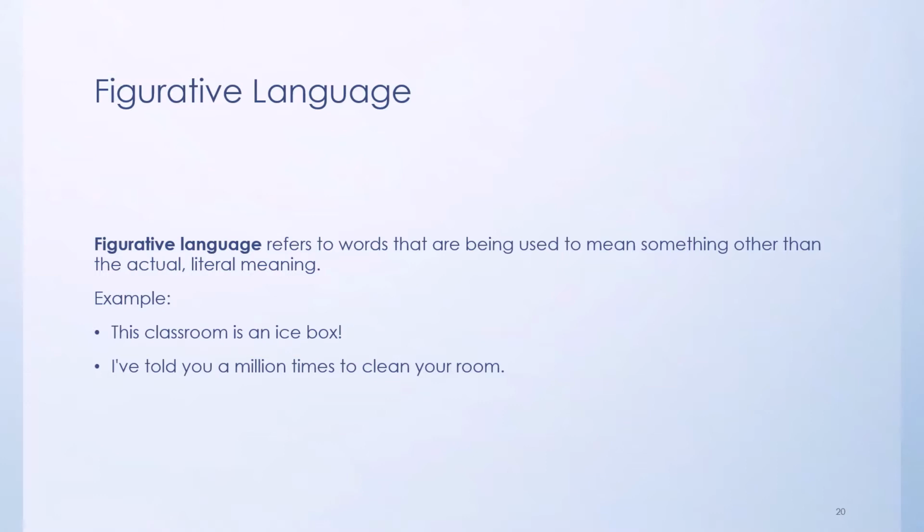When we say the classroom is an ice box, that doesn't mean the classroom is a giant ice box. It just means that somebody set the air conditioner in the classroom very cold. It's just very cold in there. Also, when somebody says, I told you a million times to clean your room, that person literally didn't tell you a million times. It would probably take years or a lifetime to repeat something a million times.